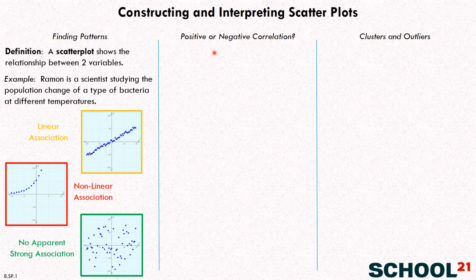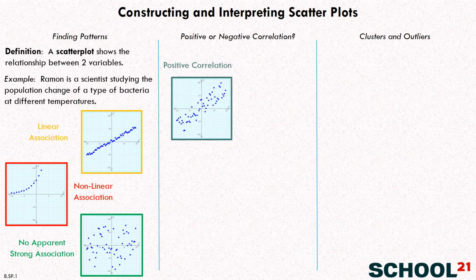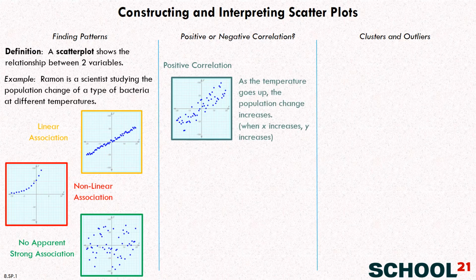Now let's talk about positive or negative correlation. So let's say that Ramon got a graph that looks like this. We would call this a positive correlation. The reason we do is because as x increases, y also increases. As x decreases, y also decreases. They do the same thing. So as the temperature goes up, the population change increases, is what a positive correlation is for Ramon. More generally, when x increases, y also increases, and that's called a positive correlation.